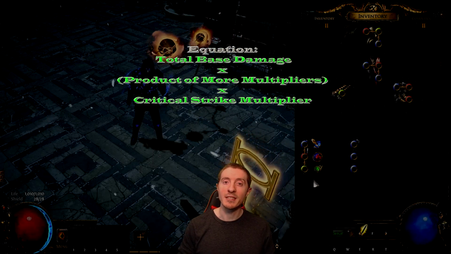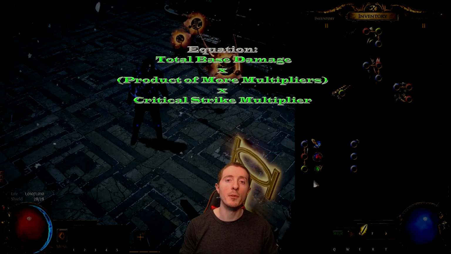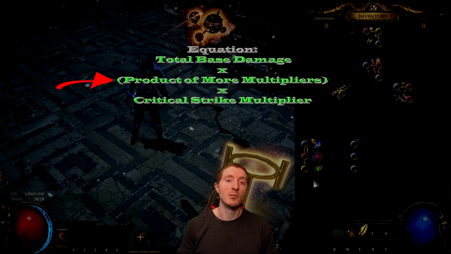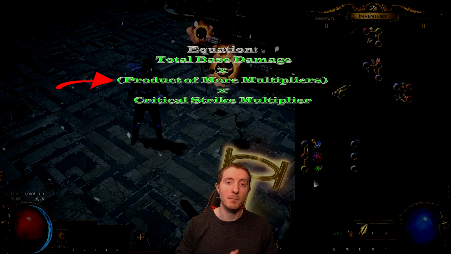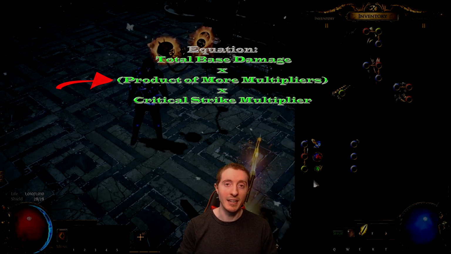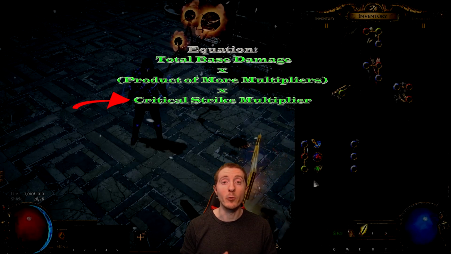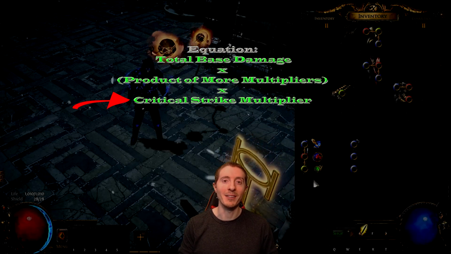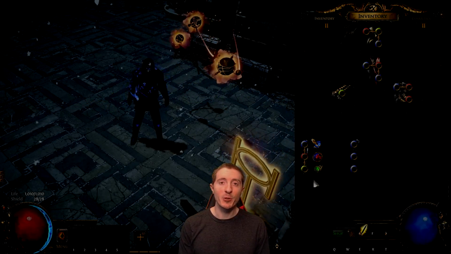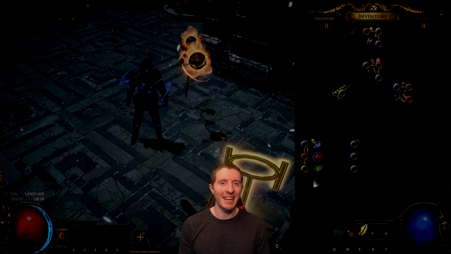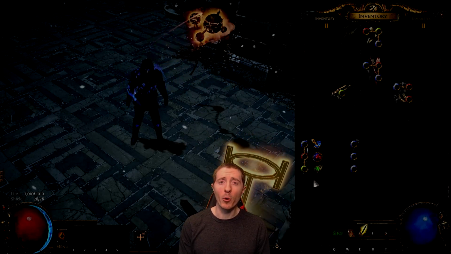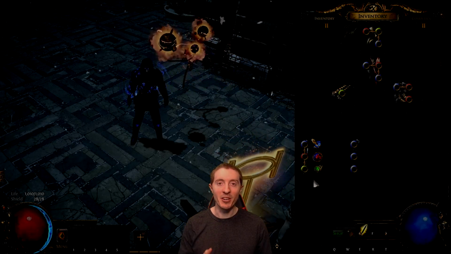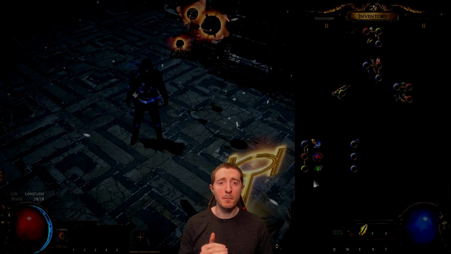We set those numbers aside and we multiply all of our more multipliers against each other. And the product of all of those multiplied together is what we then multiply our base, minimum, and maximum damage values against. And then finally, if we crit, we multiply those final values against our critical strike multiplier. Always remember that increased and reduced keywords stack additively with each other, and more or less keywords stack multiplicatively with each other. There you go, everything you need to know about figuring out your base damage.